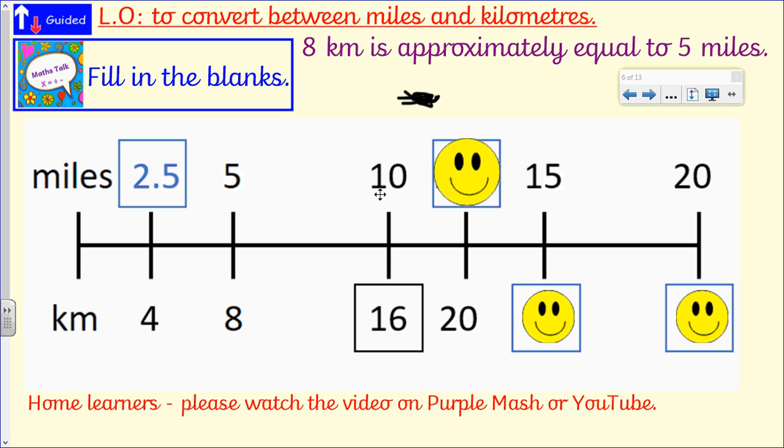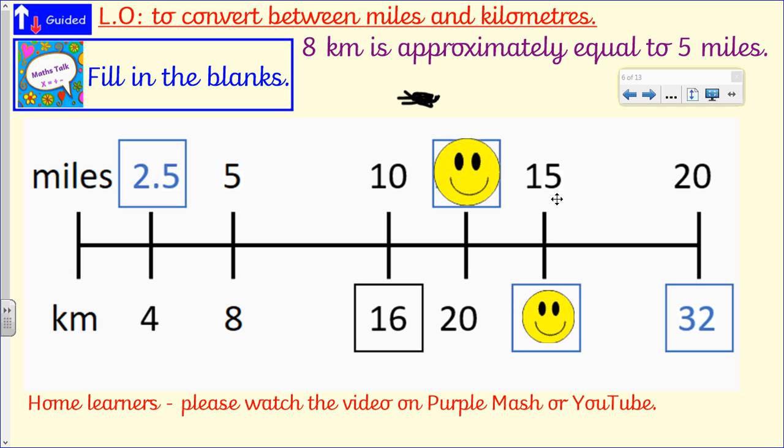So 10 kilometres, 10 miles and 20 miles. So 10 miles was 16 kilometres, and we're doubling from here to here. So let's double 16. So double 16 would be 32, I believe. Lovely. So 20 miles is approximately 32 kilometres.